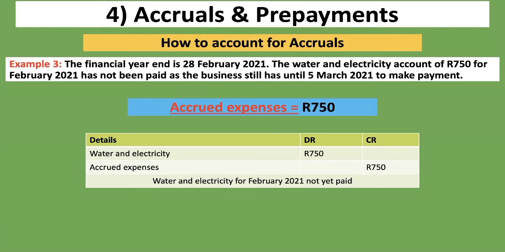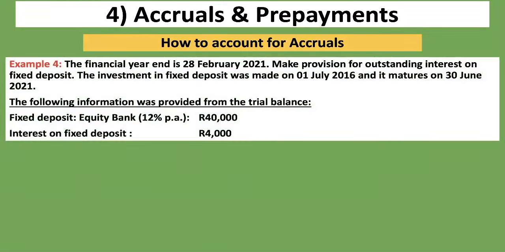Let's look at one more example. Here we are told that the financial year end is 28 February 2021. Make provision for outstanding interest on fixed deposit. The investment in fixed deposit was made on the 1st of July 2016 and it matures on the 30th of June 2021.